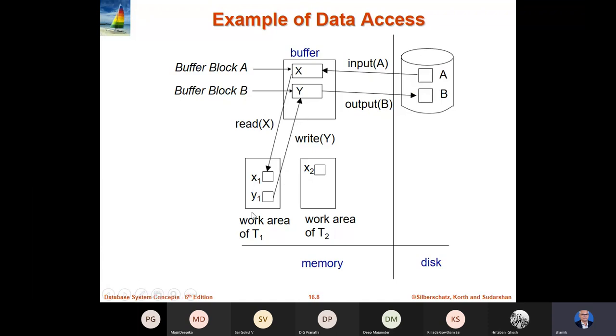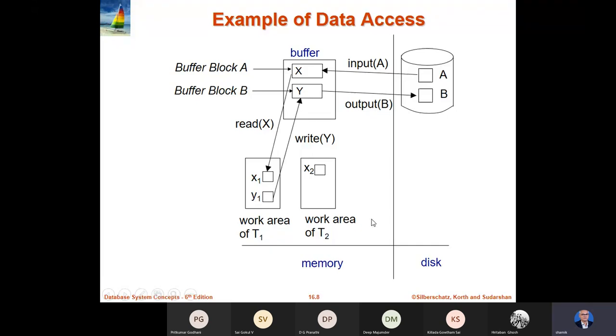Now you see that if T1 also wants to change the value of Y, it must have read that value of Y with a read Y, then it changes the value to Y1, and then it issues this write Y to write the new value of Y, which is Y1, in the buffer block B. Likewise, in the work area of T2, if it reads the value of X, we denote the copy of X in T2 as X2, the copy of X in T1 as X1, the copy of Y in T1 as Y1, and so on. So each of them works in its own area.